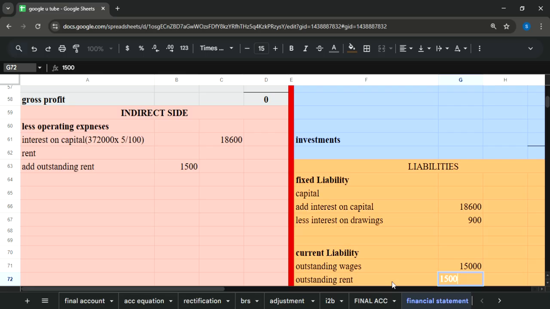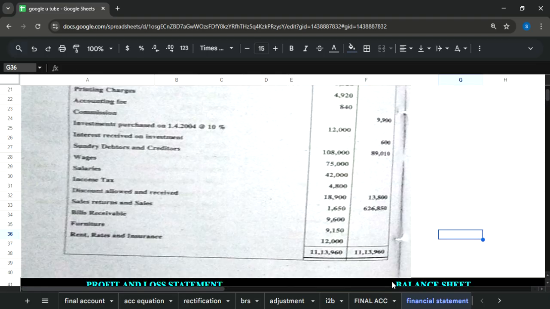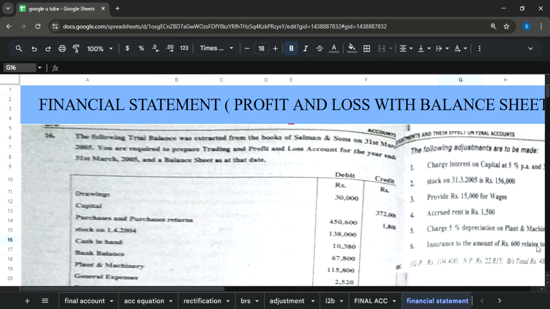I'm sure that you are observing in the right way. There must be two effects. Rent, the first effect you have added in operating expenses and liability. Now next is charge 5% depreciation. Look at here, 5% depreciation.